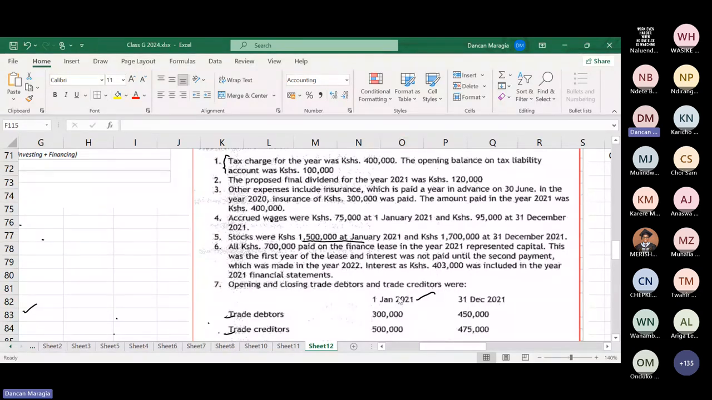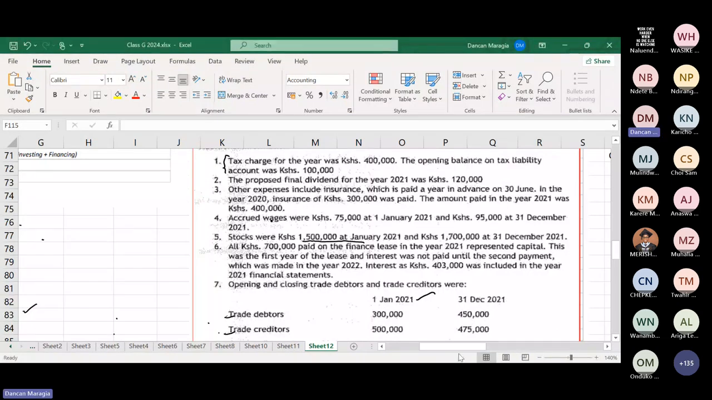What are we going to do with that 100,000 in our cash flow? It's money flowing out, so we'll subtract. Money flowing out, so we subtract 100,000.